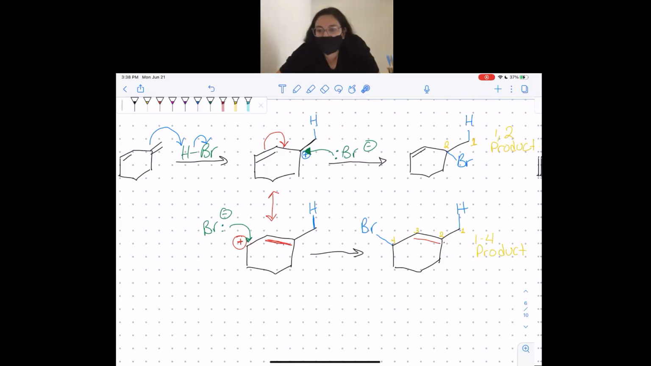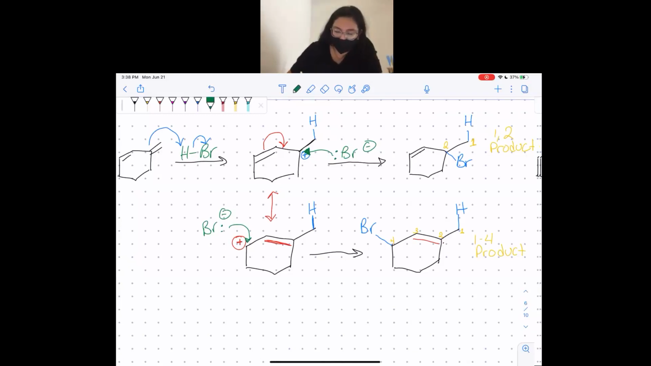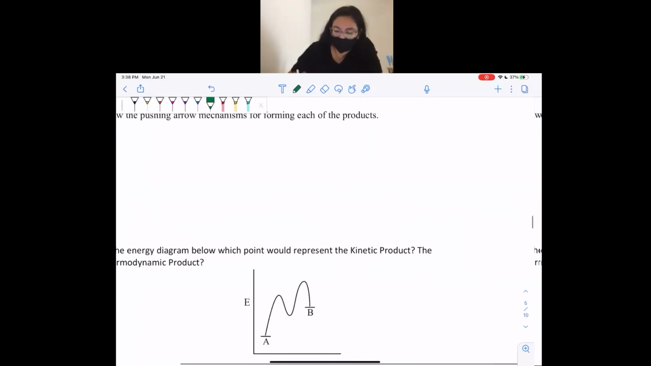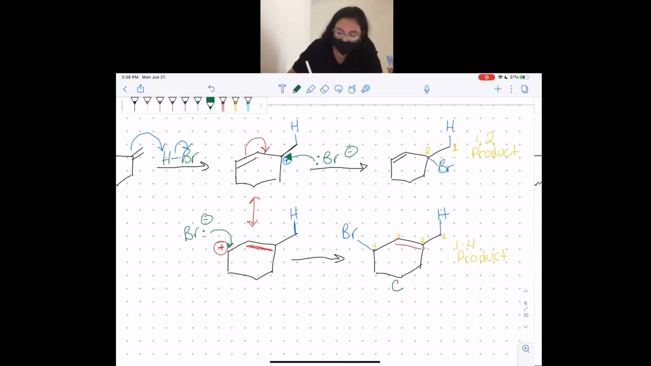So a couple people said that C is the thermodynamic product, and we said that, I believe, yeah, okay. So 1-4 is C, and 1-2 is D. So you guys said that C is the thermodynamic. Why do you think so? Does someone want to explain? Aha! You guys are too good. You know all my tricks.